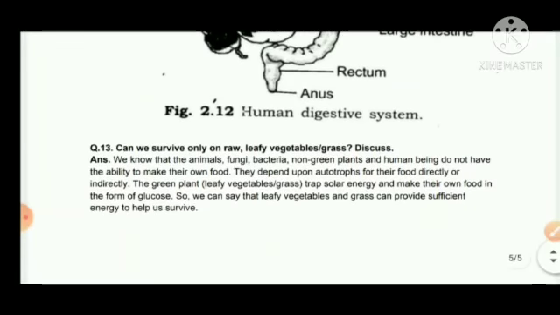Can we survive only on raw leafy vegetables or grass? Discuss. We know that animals, fungi, bacteria, and human beings do not have the ability to make their own food. They depend upon autotrophs for their food directly or indirectly. The green plants trap solar energy and make their own food in the form of glucose, so we can say that leafy vegetables and grass can provide sufficient energy to help us survive.